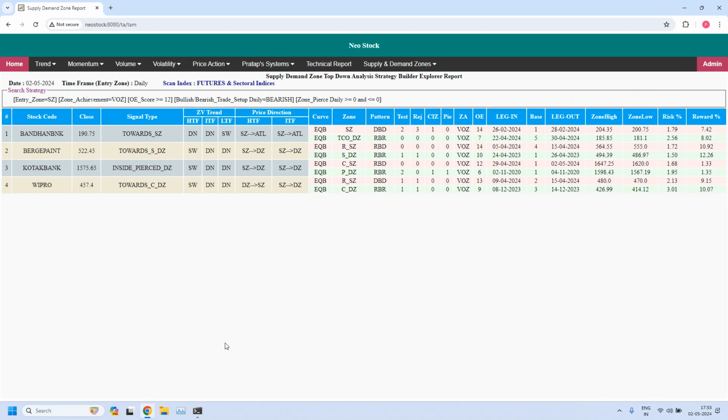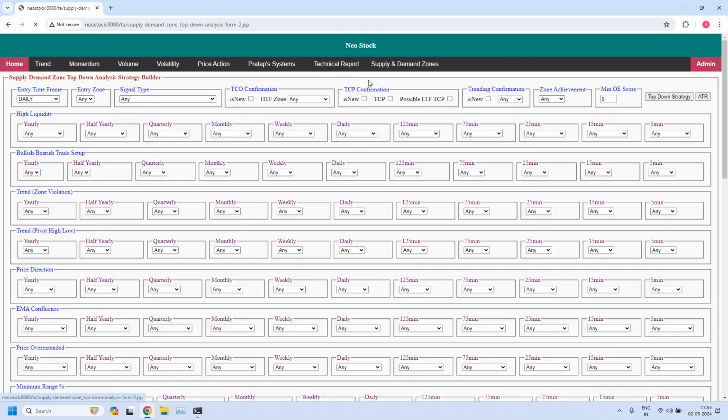Okay, now let us generate bullish and bearish trade setups for a weekly income trade. For weekly income trade, entry time frame is 75 minutes time. So I am selecting 75 minutes. First we will generate bullish trade setup for weekly income trade. So entry zone should be demand zone.